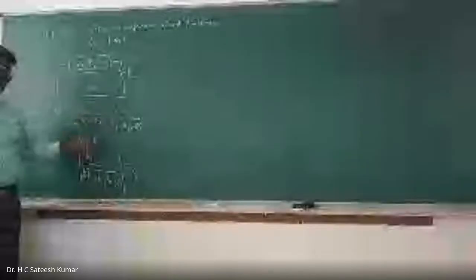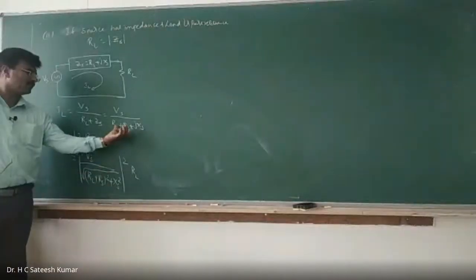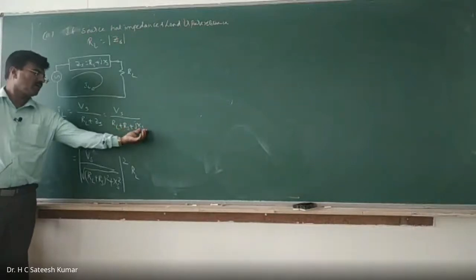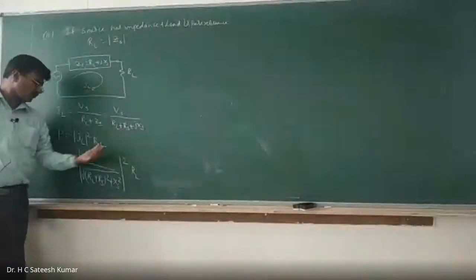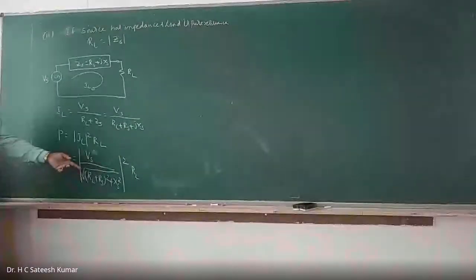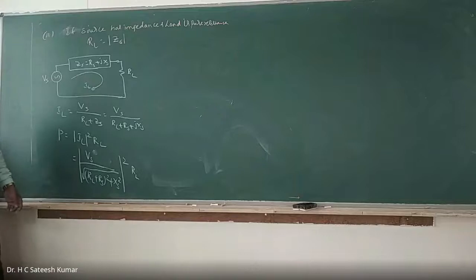Of this, what have I taken? Vs I have written as it is. This is a complex value. This is a real number, real part, and the magnitude of the complex quantity is nothing but root of x square plus y square. X is what? Root of (RL plus RS) whole square plus XS square. We can get it. That is your power.